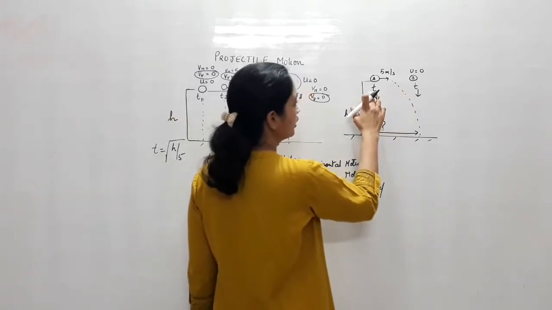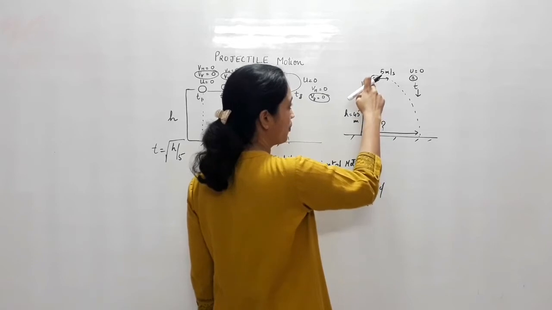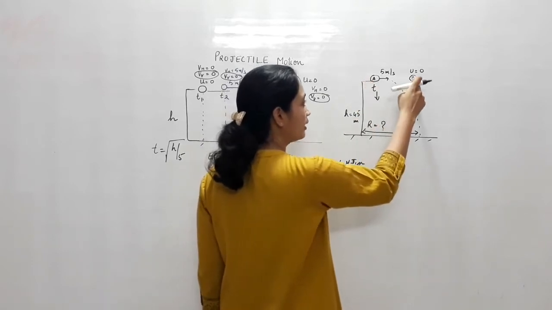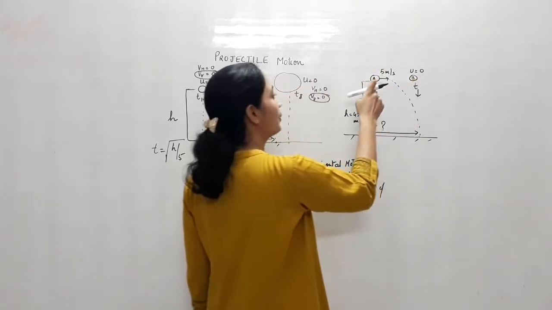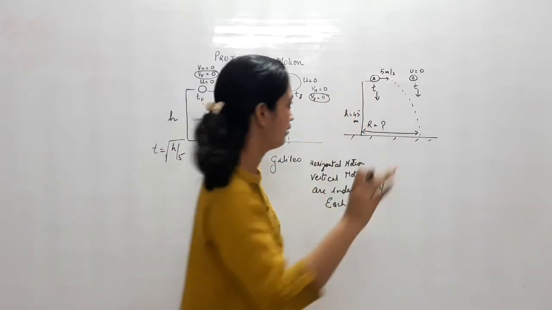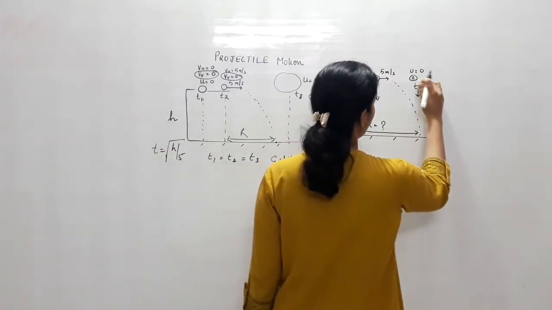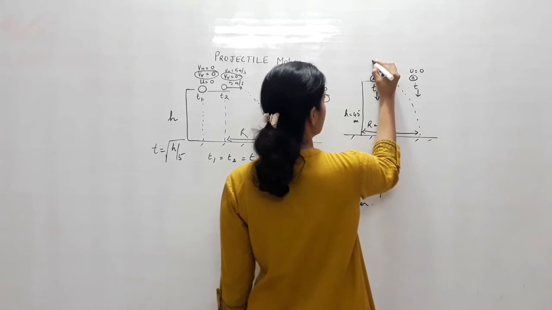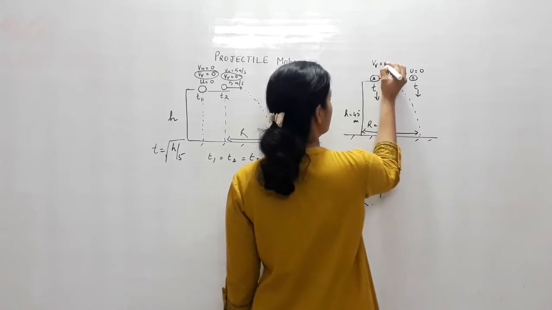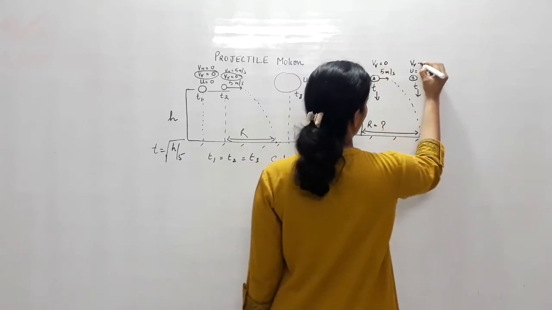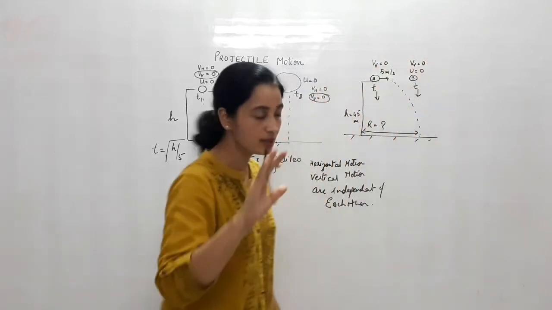So, I don't know the time taken by ball A to come down, but I can calculate the time taken by ball B and apply it to be the same for ball A. Why? Because their vertical motions are similar. Because this ball, I can say the vertical velocity is 0. Here also the vertical velocity is 0. So that way they both are similar.